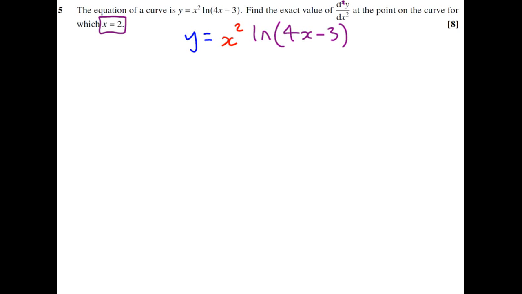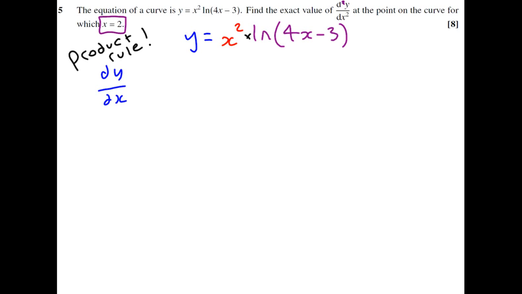Okay, so why have I done it in different colours? Because it's a product of 2 things. It's x squared multiplied by ln of 4x minus 3. And that means we're going to use the product rule. Now, I use the product rule in words. You guys might have learned it as a formula. I'm not sure, but I'm going to do it how I do it to show you that.